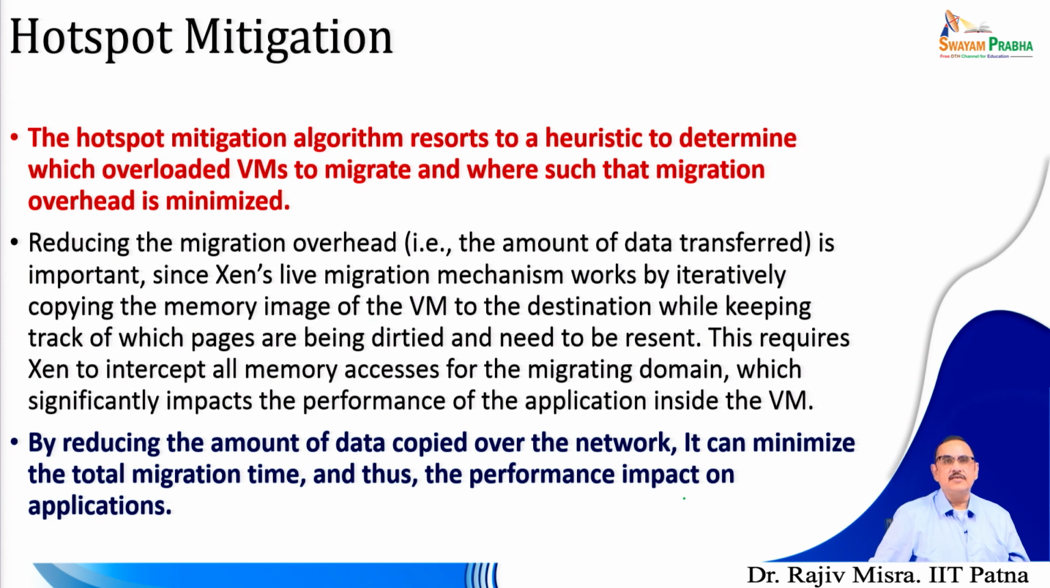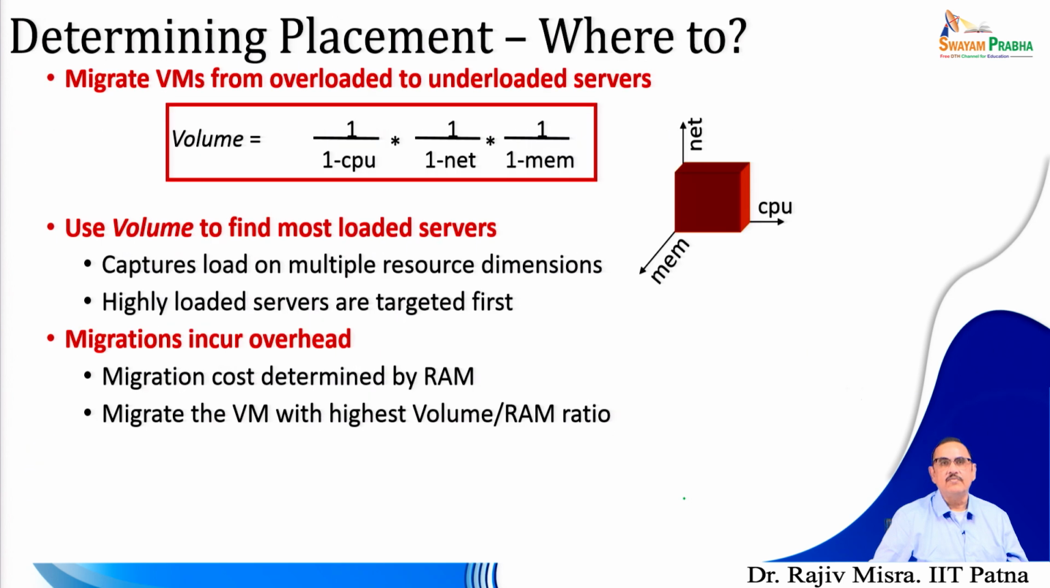Now, the hotspot mitigation algorithm resorts to a heuristic to determine which overloaded virtual machines to migrate and where, such that migration overhead is minimized. By reducing the amount of data copied over the network, it can minimize the total migration time and thus the performance impact on the application that we have already seen. Now, determining where to do the placement: we migrate virtual machines from overloaded to underloaded servers.